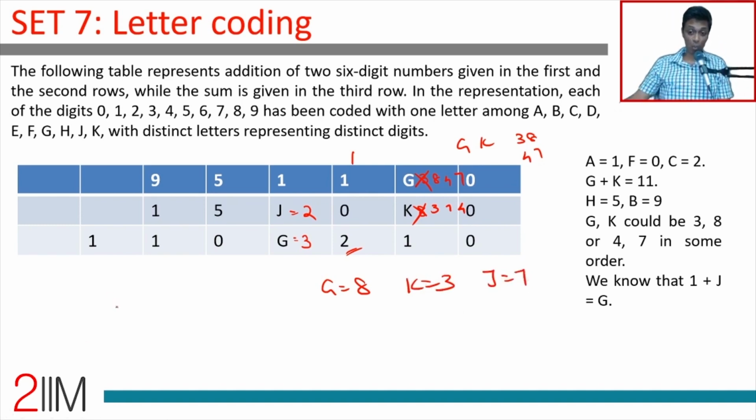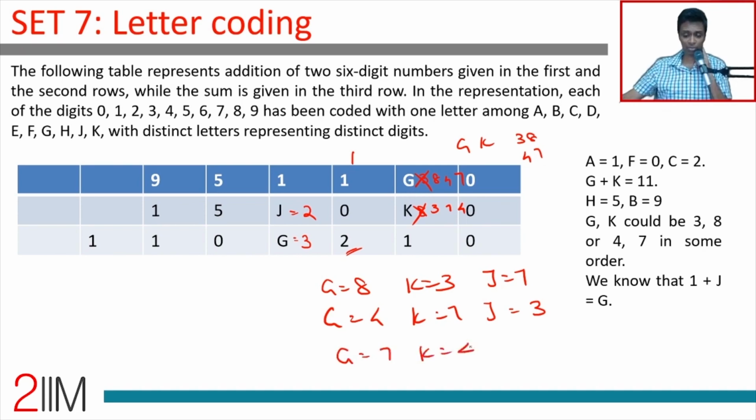8, 3, 7 works. G could be 4, in which case K would be 7, and J would be 3. This is also fine, and no other letter is 7 or 3. Or G could be 7, in which case K would be 4, J would be 6. 6 is also not taken by anything. We have so far only nailed 0, 1, 2, 5, 9.